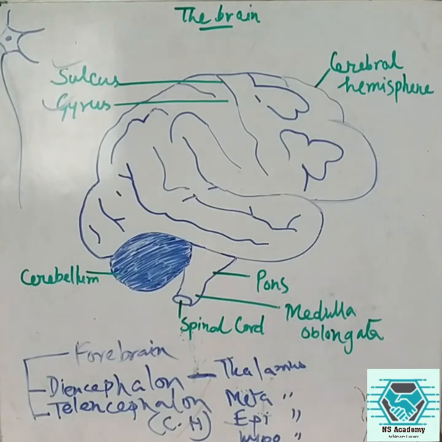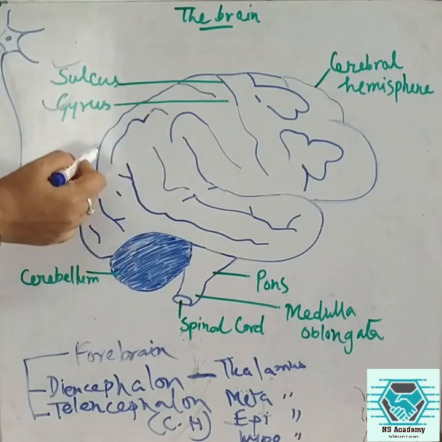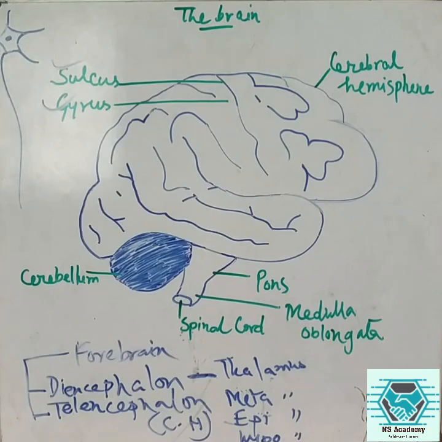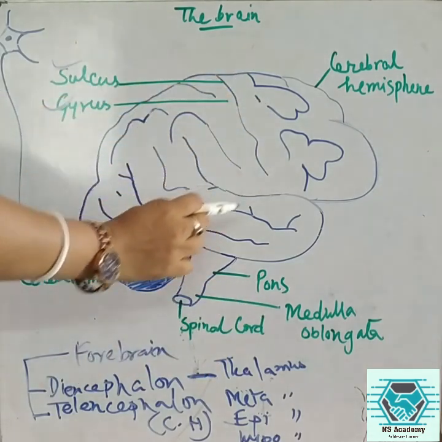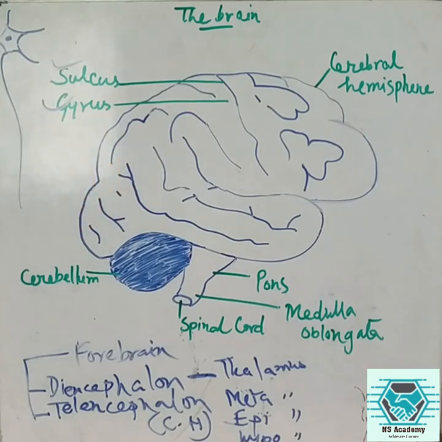Okay. The term cortex will mean cerebral cortex, and the whole brain is not made up of cerebral cortex only. There is cerebellum, the pons, medulla oblongata. So this is the basic structure of the brain. The cerebral cortex is made up of the elevations and depressions, which are known as gyrus and sulcus, then cerebellum, pons, medulla oblongata.